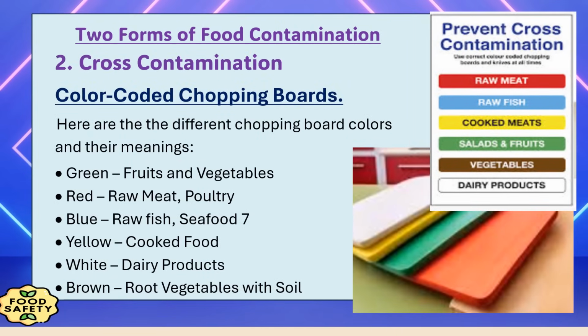Here are the different chopping board colors and their meanings: green for fruits and vegetables, red for raw meat and poultry, blue for raw fish and seafood, yellow for cooked food, white for dairy products, brown for root vegetables with soil.